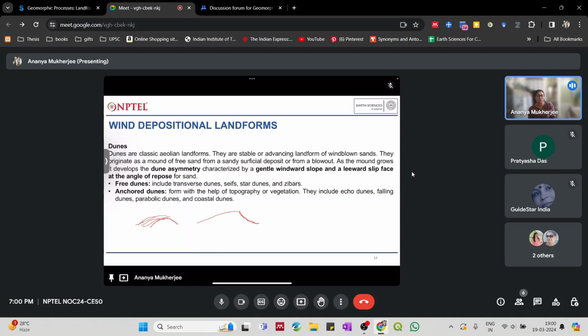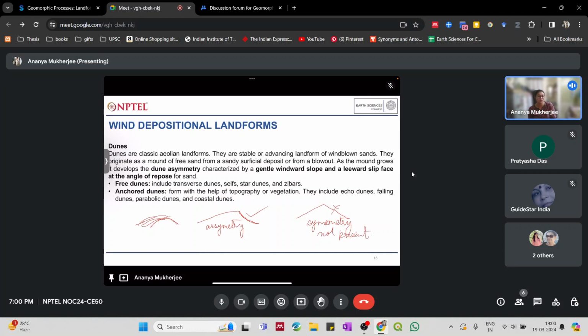So, there is no symmetry as such. You will not find very symmetric sand dunes. You will find asymmetric sand dunes. Asymmetry is always present with respect to dunes. Symmetry is not present when we are considering aeolian dunes.